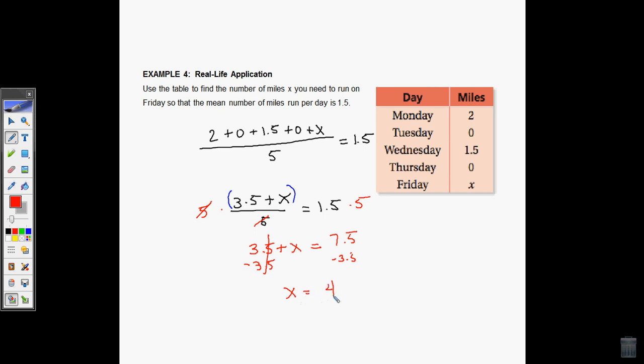So just to remember what it is we were doing this entire time, we weren't looking just to say x equals 4 and that was the end of it. We were looking to figure out how many miles I need to run on Friday to make my average 1.5 a day. And so on Friday, looks like you're running 4 miles, buddy, which means you probably should have done something on Tuesday or Thursday. That way you didn't have to run so much.